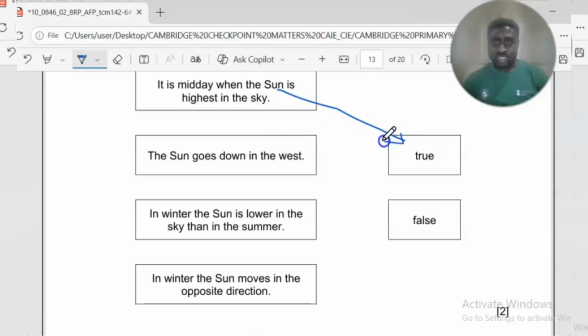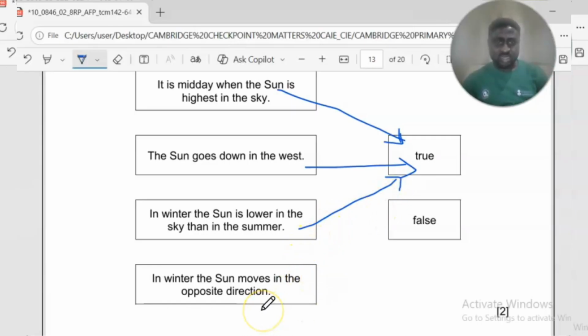And that is when you see the shadow cast to be short, because directly above your head, highest in the sky. The sun goes down in the west. Where does the sun rise from? The sun rises from the east and sets in the west. So that is also true. The next sentence reads, in winter, that's cold season, the sun is lower in the sky than in the summer. The answer is also true, because it is only in summer the sun is high above the sky, but in winter it is lower in the sky.